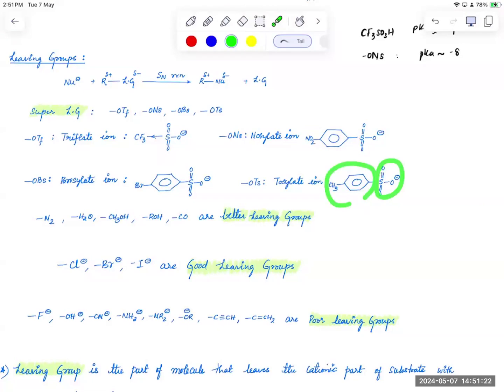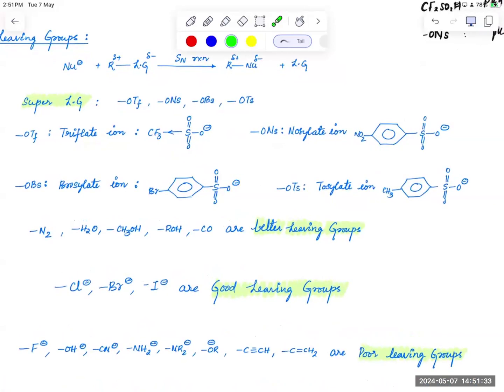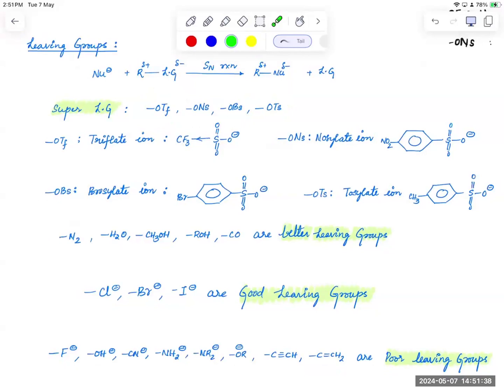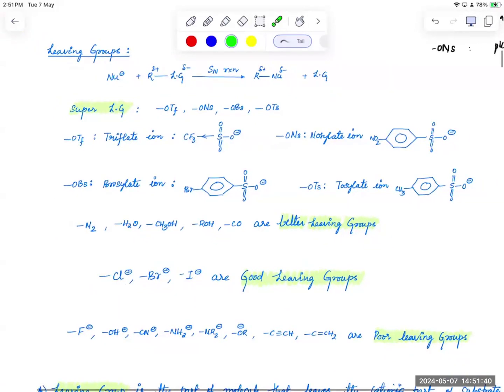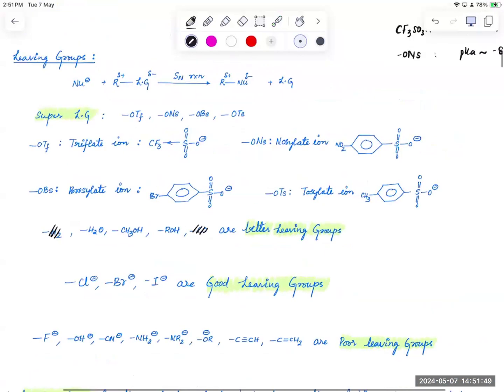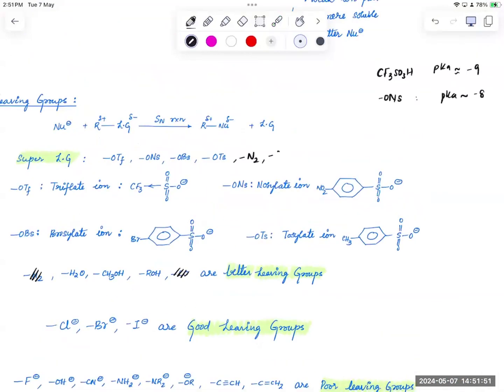Toluene sulfonyl group is the short form for tosylate. Trifluoro methane sulfonate is, in short, called triflate. So wherever you see these cases, OTf, ONs, OBs, OTs, these are very, very good leaving groups. Other than that, a few more are very good leaving groups. N2 and CO are very good leaving groups as well, super leaving groups.